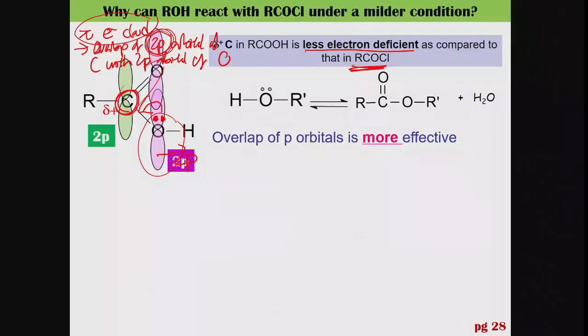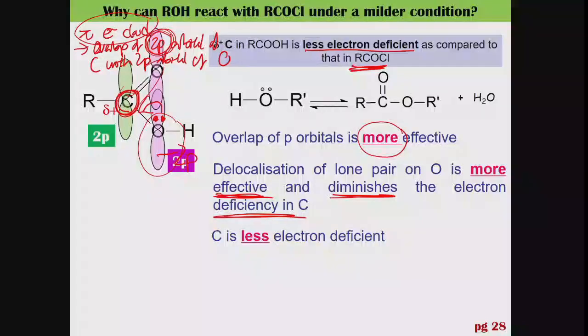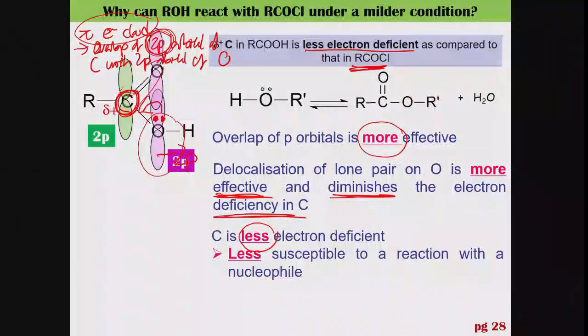Because this overlap of orbitals is very effective, the delocalization of the lone pair of electrons from your oxygen is very effective towards this carbon here. When the lone pair can be delocalized very effectively towards the other carbon, it will reduce the partial positive charge in that carbon. So it makes that partial positive less positive. So it reduces the electron deficiency. Hence, that carbon is less electron deficient and it will be less susceptible to a reaction with a nucleophile.